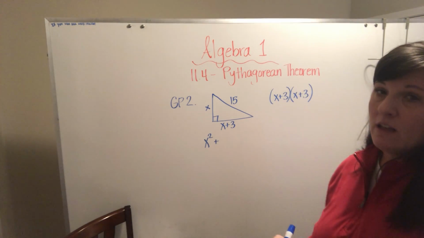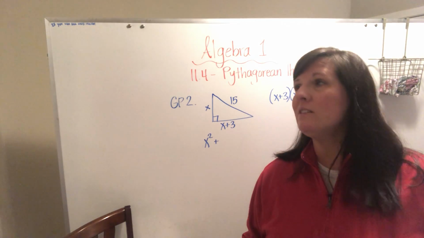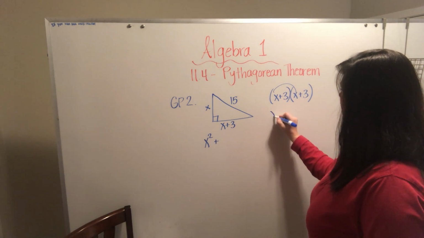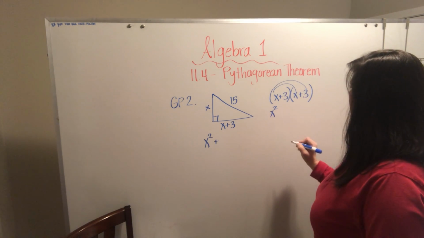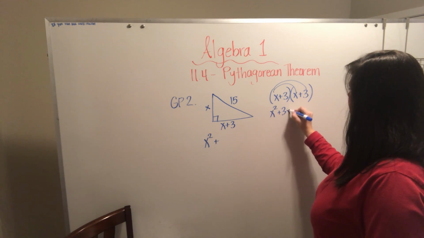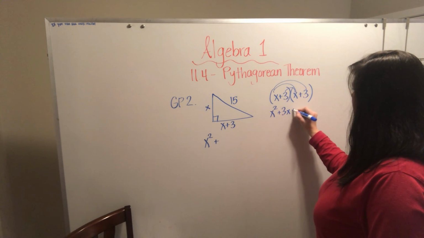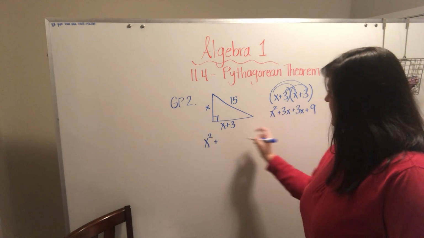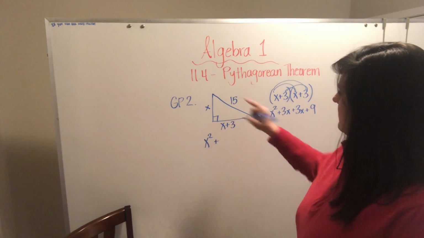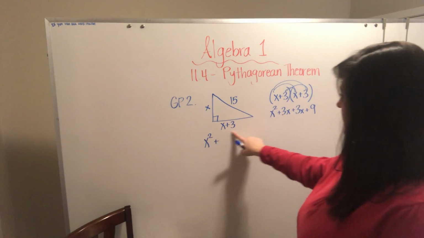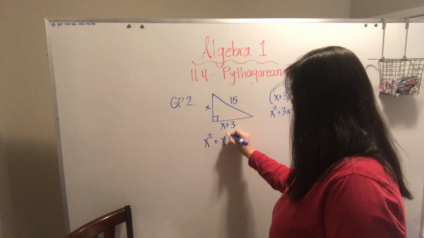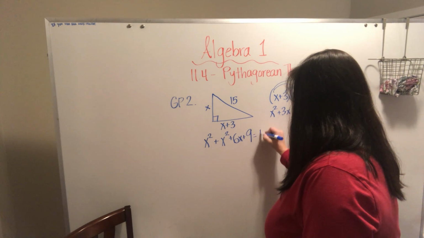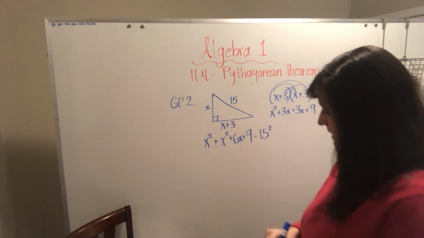Looks like this. Wow, we have to remember how we FOILed and all of that. Yes, I'm sorry you do. So, first, x squared, outside, 3x, inside, last. All right, and then we're going to simplify that. So, a squared plus b squared is c squared. A squared looks like this. X plus 3 squared looks like x squared plus 6x plus 9 equals c squared.